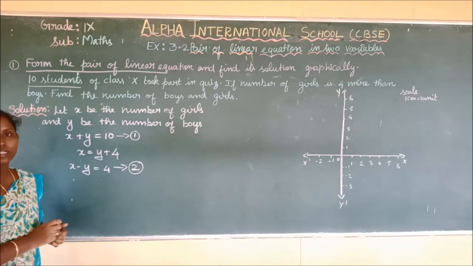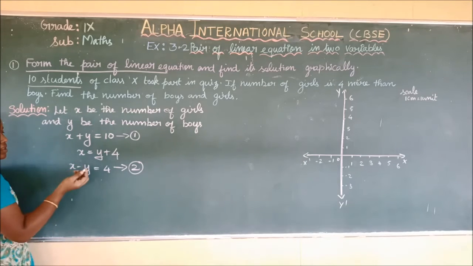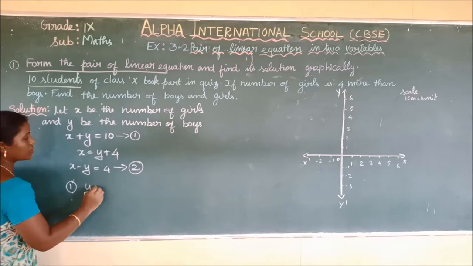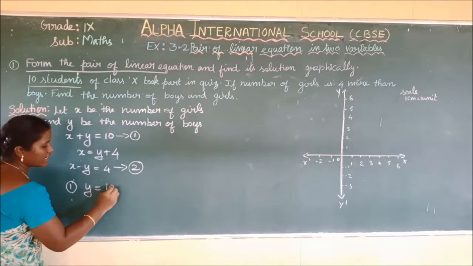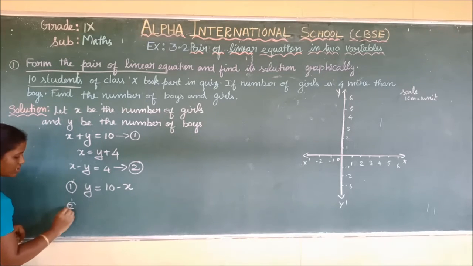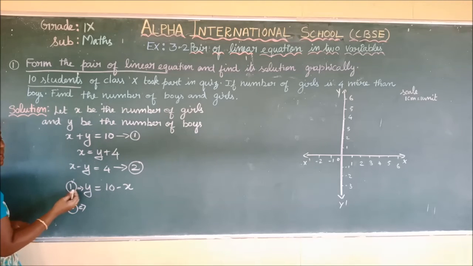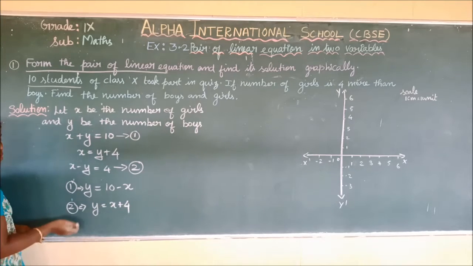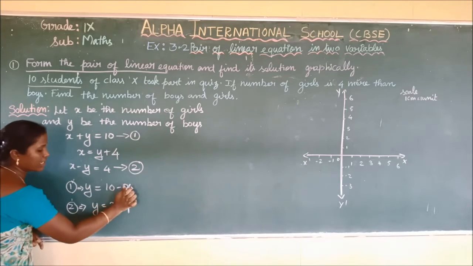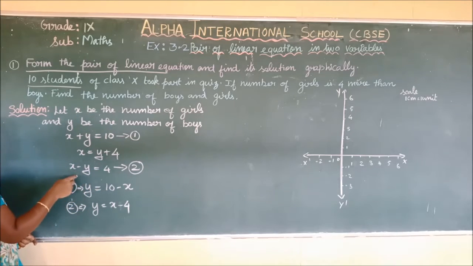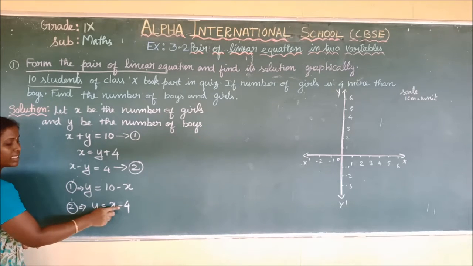So how to identify this? See here. First I am changing equation 1 as y is equal to. If I change, x goes across, y is equal to 10 minus x. As well as the second equation, y is equal to, what will happen here? y goes there, 4 will come here. So y is equal to x minus 4.